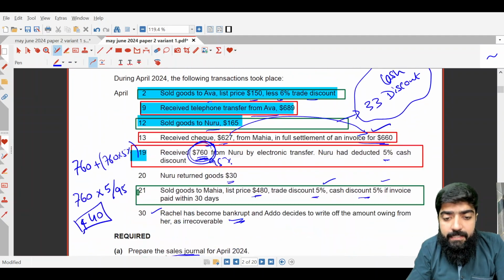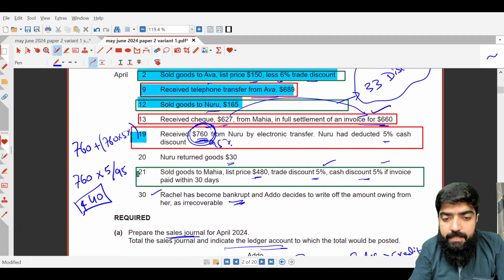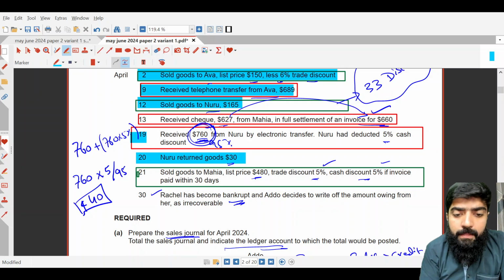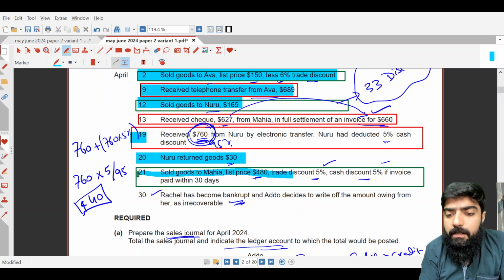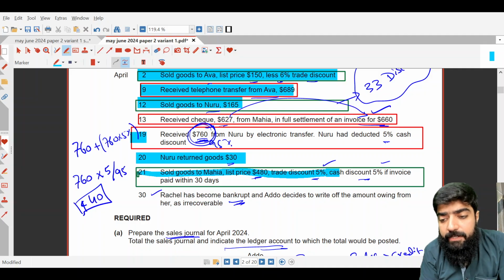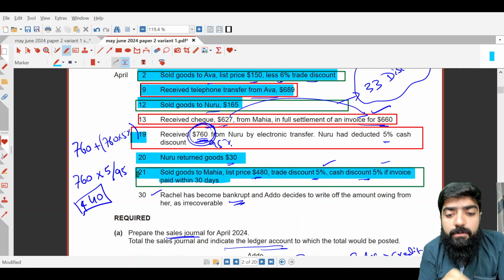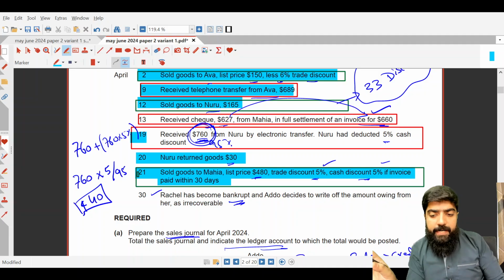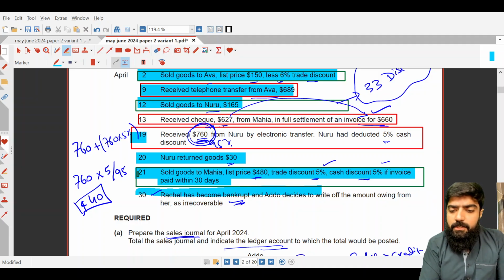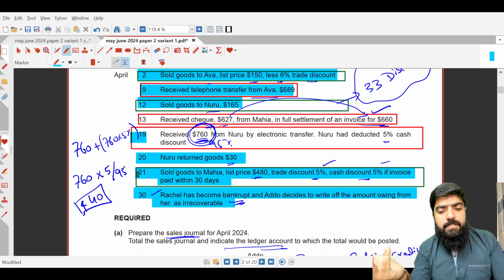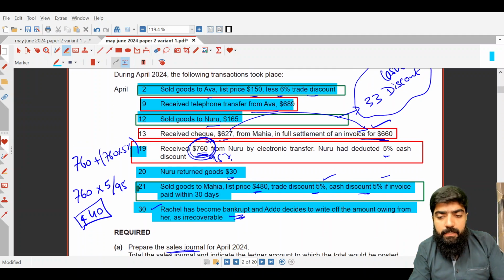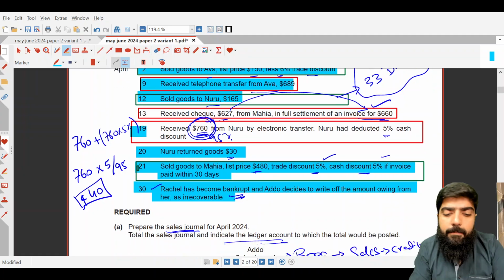Yes, sir. Okay, is there any other cash discount transaction? Is there any other? Let's see. Nuru return goods. Is there any cash discount? No. Okay, in that particular transaction, the supplier offered 5% trade discount, but so far the cash discount has not yet been availed. So obviously, we are not going to calculate the cash discount, right? Yeah. And in the last transaction, there is a bankruptcy, so obviously there is no discount. So it's completely the write-off. So we had only two transactions in which there was a cash discount. Are you getting a point?